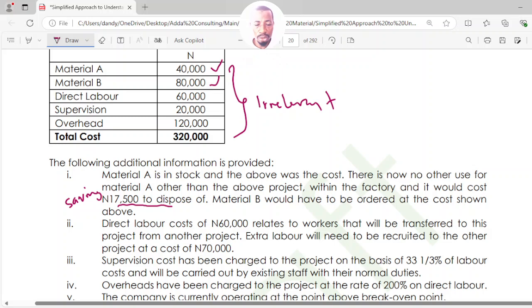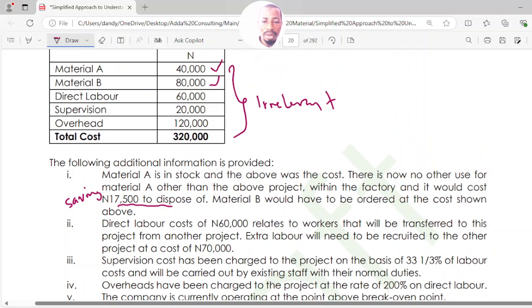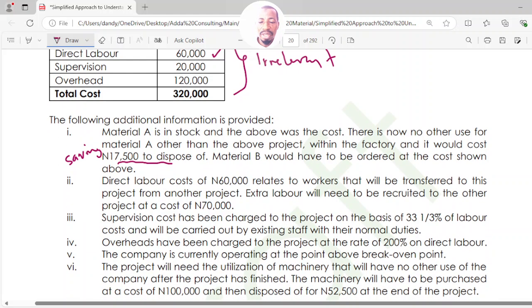Then we move to number 2. Direct cost of 60,000 naira relate to workers that will be transferred to this project from another project. Extra labor will need to be recruited to the other project at a cost of 70,000. So in this case, this direct labor cost of 60,000 is irrelevant, because whether you execute this project or not, you must pay the workers that earn the 60,000.